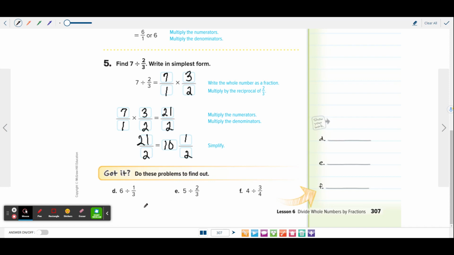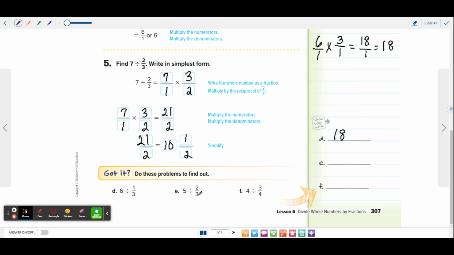All right, for D, I'm going to work this up here. We have 6, we need to make into a fraction, 6/1. We're going to change this sign to multiply, and we're going to find the reciprocal of 1/3, flip it, 3/1 equals 18/1, which is 18. So we're going to put 18 here for D, okay?